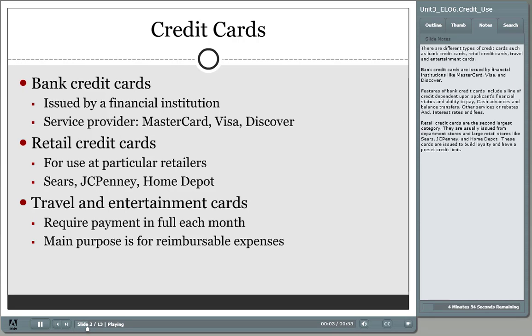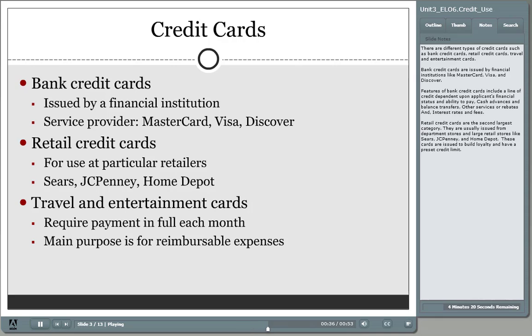There are different types of credit cards such as bank credit cards, retail credit cards, and travel and entertainment cards. Bank credit cards are issued by financial institutions like MasterCard, Visa, and Discover. Features of bank credit cards include a line of credit dependent upon the applicant's financial status and the ability to pay, cash advances, and balance transfers, other services or rebates, and interest rates and fees.